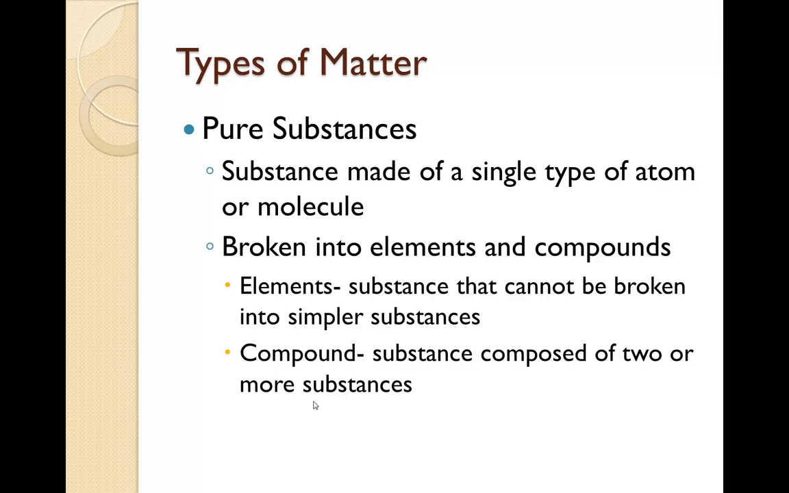Matter can be broken down into two different categories. One is pure substances. These are substances that are made of a single type of atom or molecule. It can then be broken down into elements and compounds. Elements are substances that cannot be broken down into any simpler substances, whereas a compound can be broken down, but it has to be done through chemical means. So it's composed of two or more substances that are chemically bonded together.